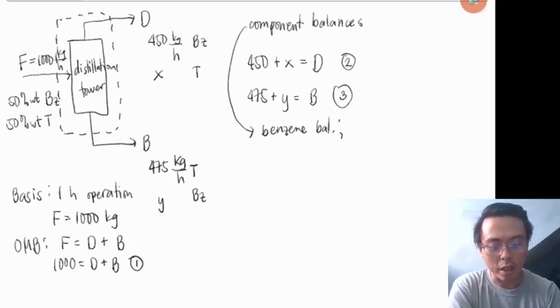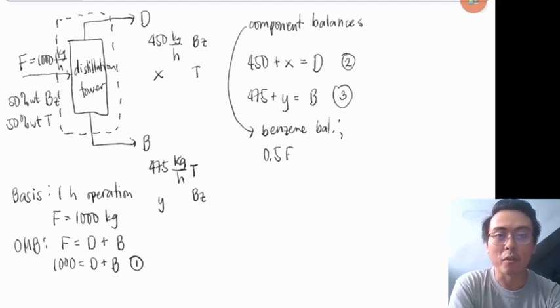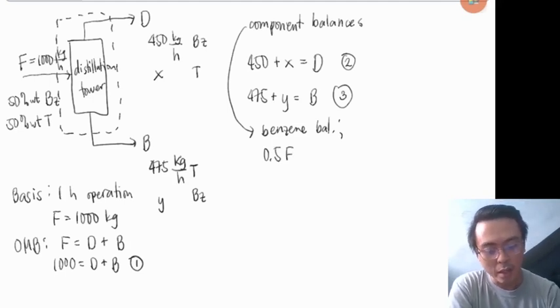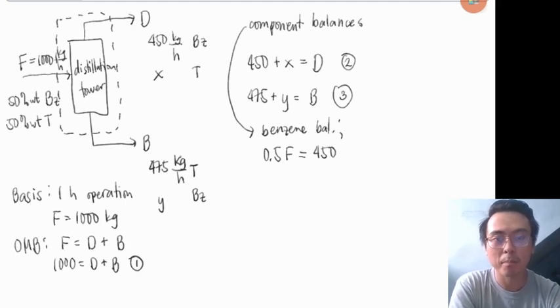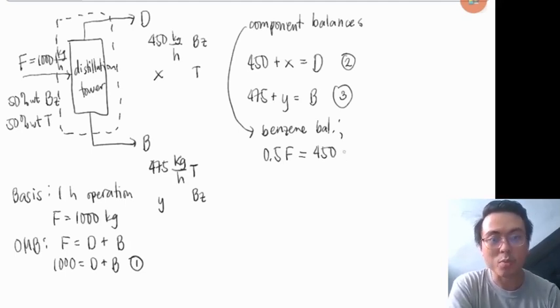The benzene coming in is 50% of the feed, or 0.5 of F, and that is equal to how much benzene is in the distillates. That's already given. That's 450 kilograms. Plus how much benzene is in the bottoms. So in the bottoms products, we have represented the amount of benzene as Y. So we now have our fourth equation.